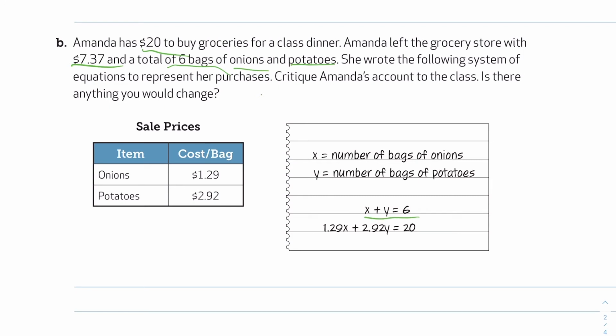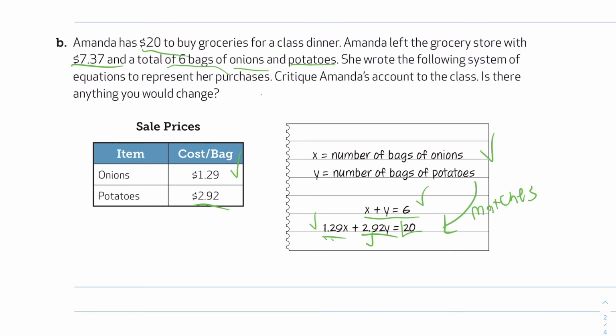That looks good. All right, so the story didn't say anything about the sale prices, so we can possibly assume that this is correct on the left. X is the number of onions, Y is the number of bags of potatoes. Let's see if she did that right. This is fine, but we just have to make sure that this matches that. If X are the onions, then we should see $1.29 next to X. We do, so that's good. Y are the potatoes, so we should see $2.92 next to Y. We do, that's good. I already thought that X plus Y equals 6 looks good.